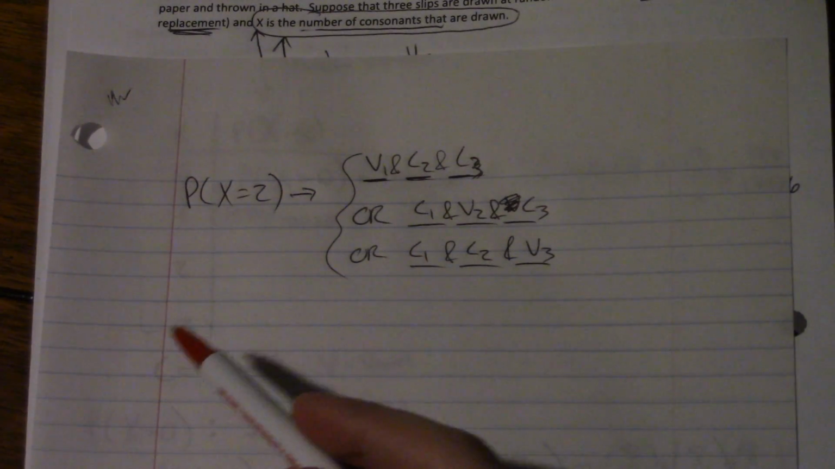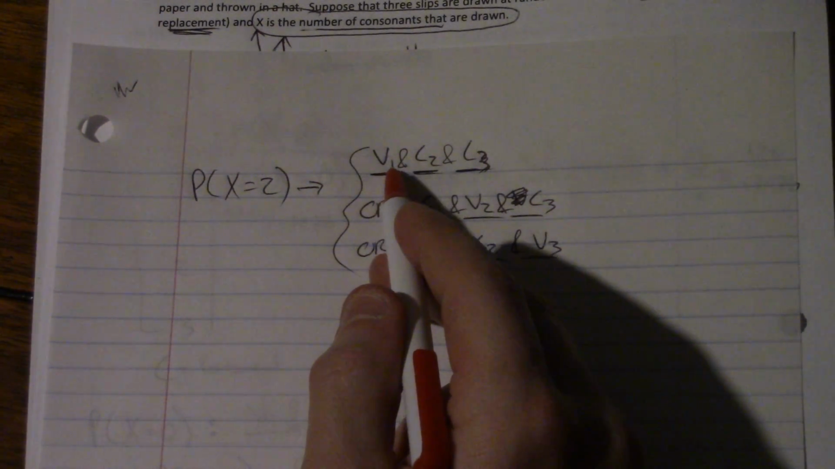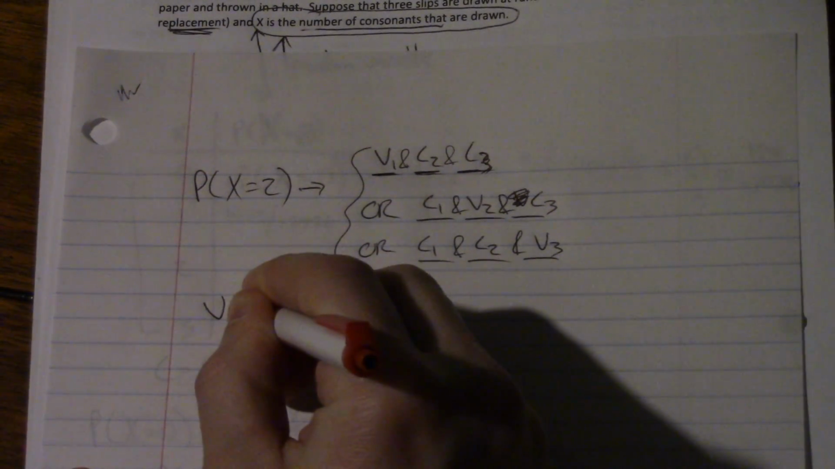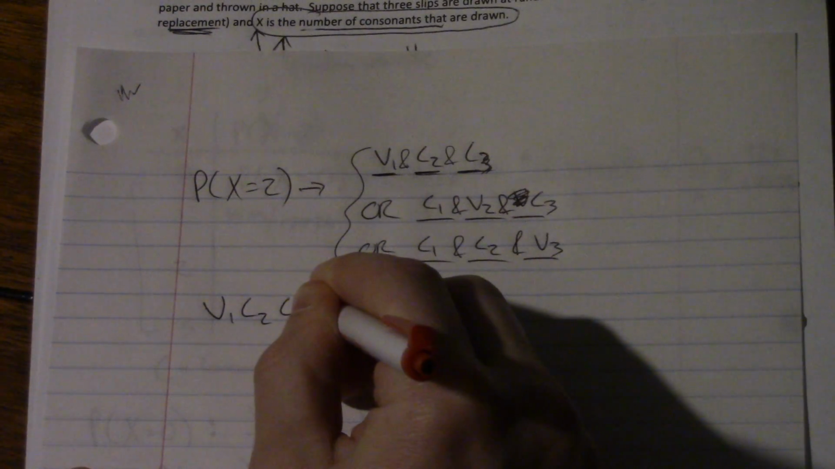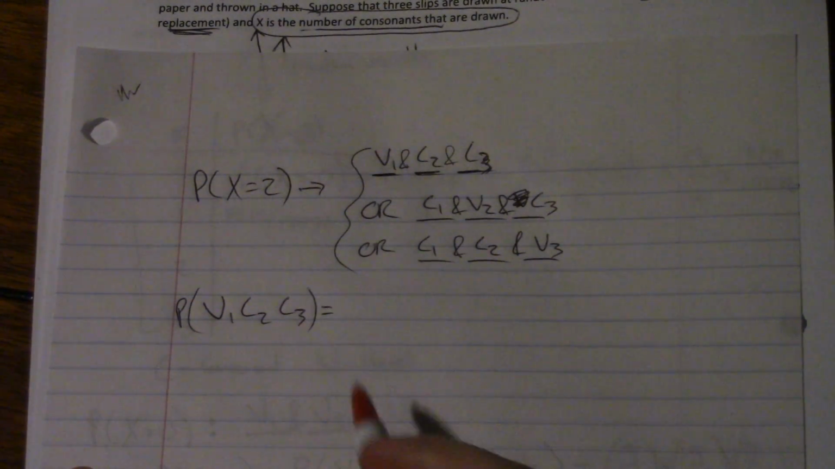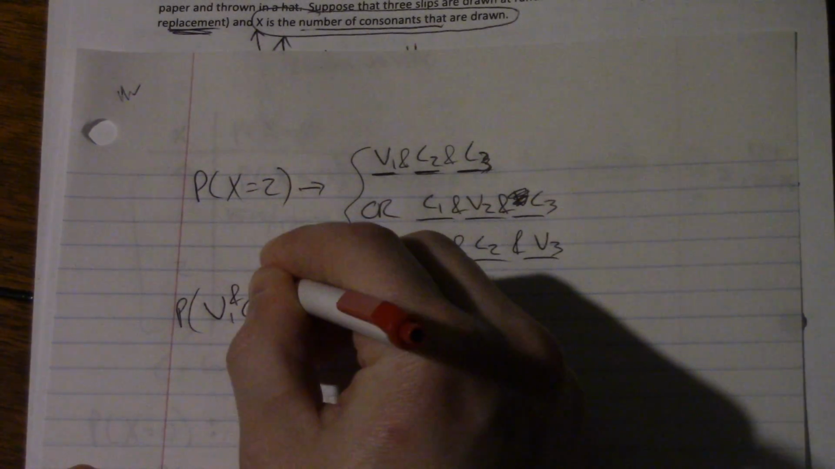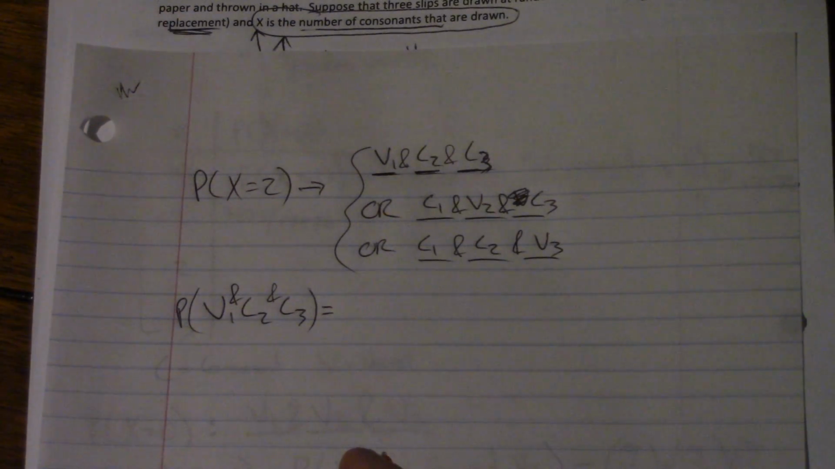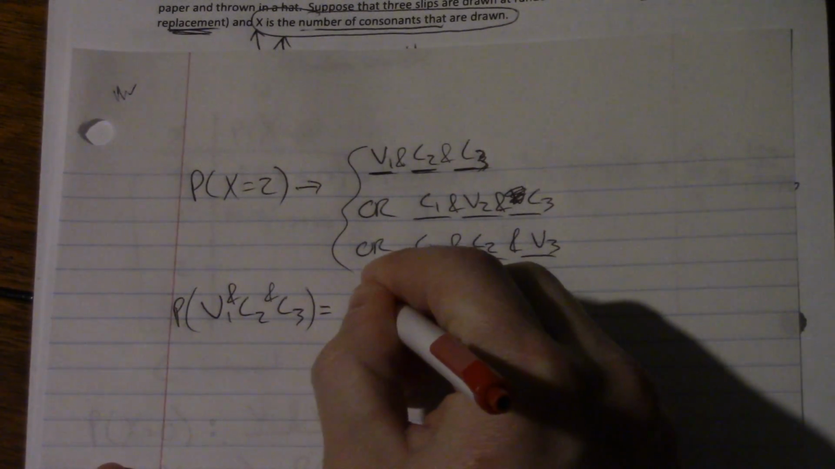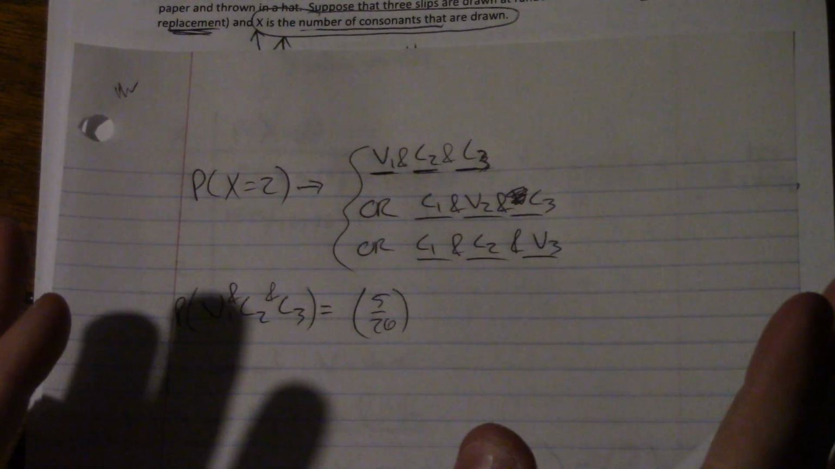So let's think about the probability that we get a vowel, consonant, consonant. Not a very good notation. I should have put ands in between here. I'm just being lazy, I guess. What's the probability that the first one is a vowel? Well, that's 5 out of 26. Nothing changes. Probabilities remain the same.